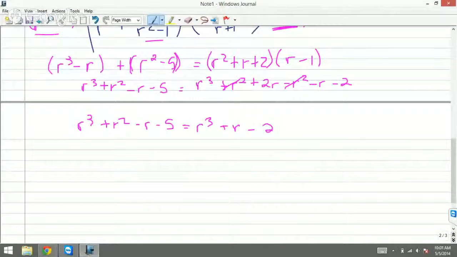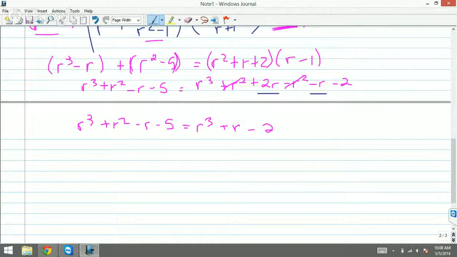Yes, Chloe. Why can't you combine the second R, like it's R squared plus R, that's R squared, so why can't you combine the last R? 2R minus R? You mean these two? Yeah. 2R minus R is R right there. Well, you should do that one.